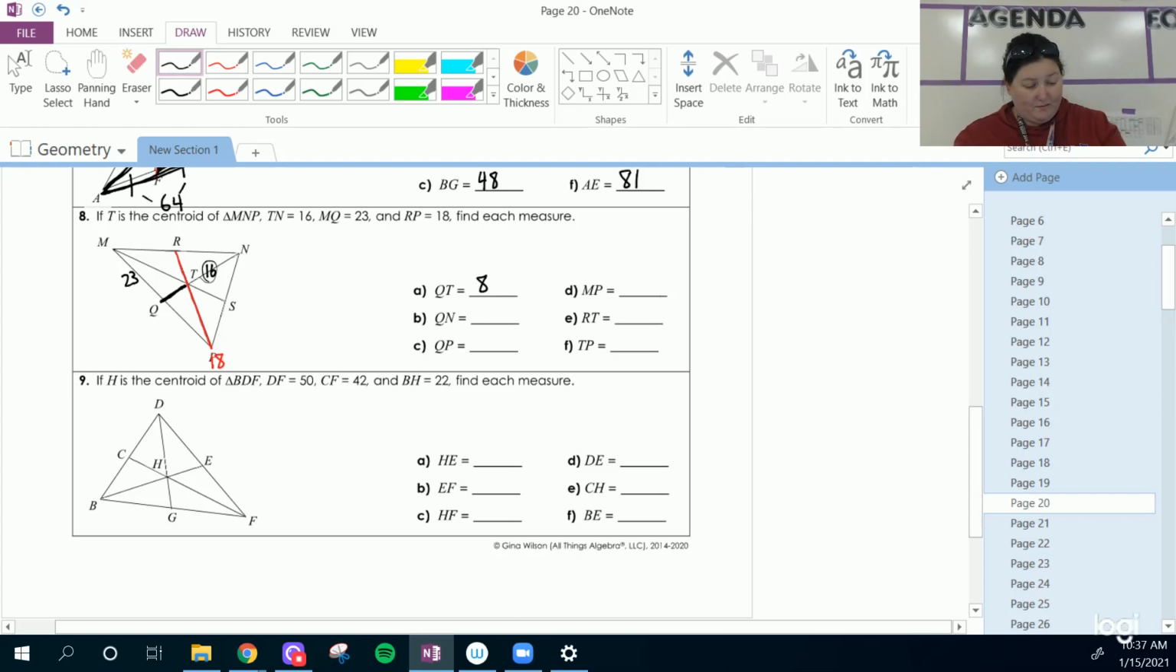QN is the next one, so that's this whole thing. 16 plus 8 is 24. QP is the next piece they're looking for, which is right here. This is congruent to this, so this is 23.